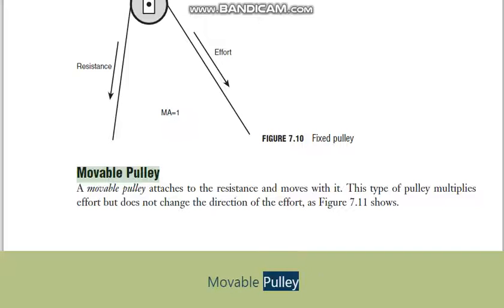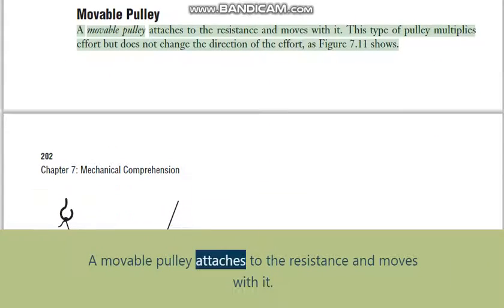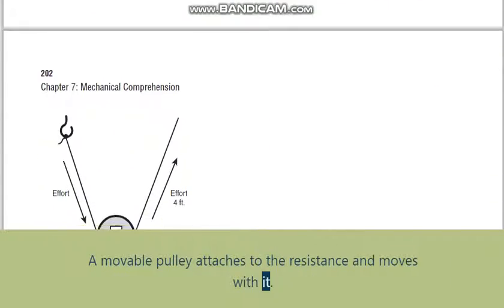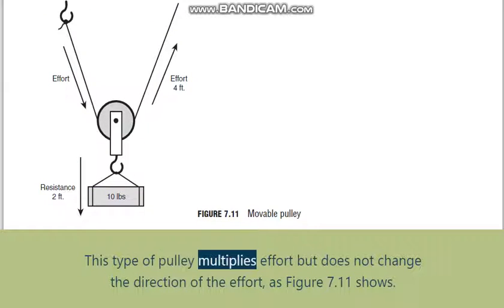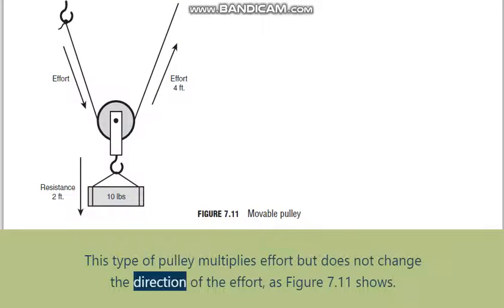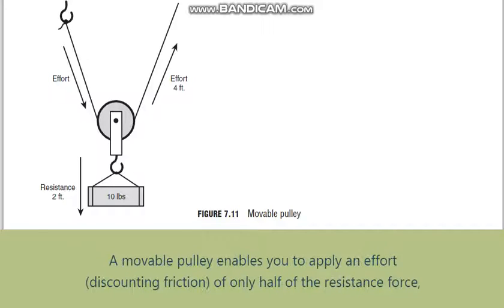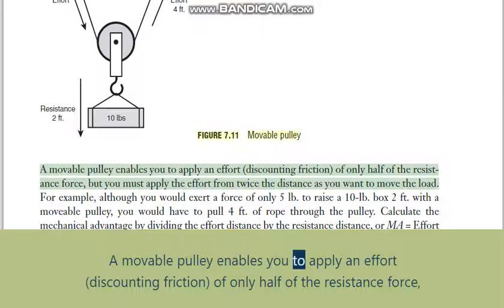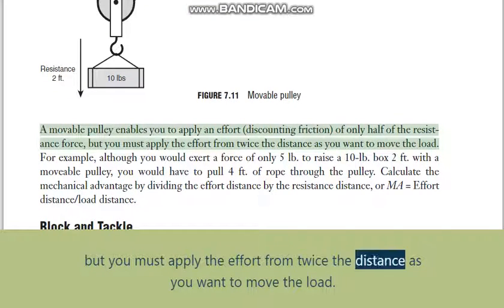Movable pulley. A movable pulley attaches to the resistance and moves with it. This type of pulley multiplies effort, but does not change the direction of the effort, as figure 7.11 shows. A movable pulley enables you to apply an effort, discounting friction, of only half of the resistance force, but you must apply the effort from twice the distance as you want to move the load.